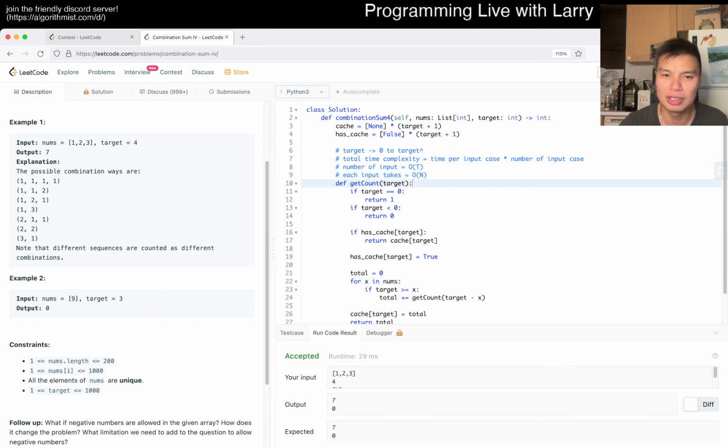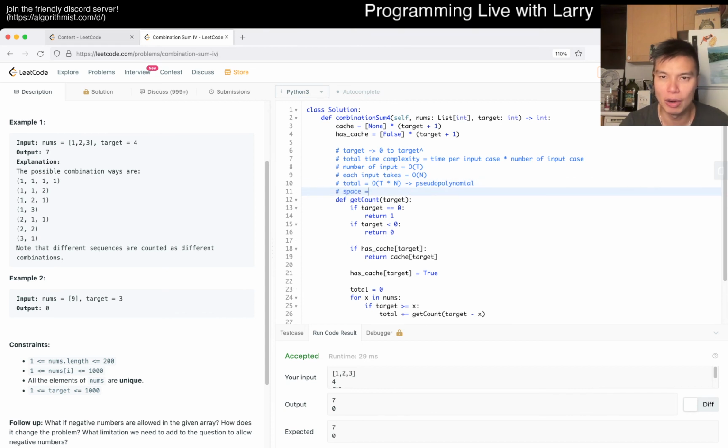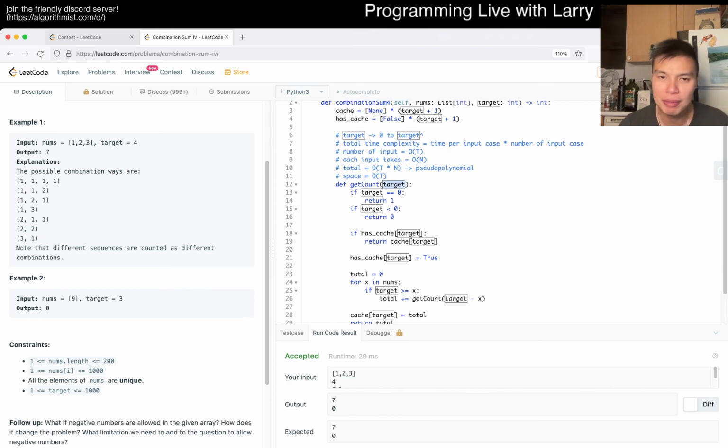So in total, this is going to be O of t times n, or target times n, and this is pseudo-polynomial as a result. In terms of space, this is going to be O of t. This is O of one space per input. So yeah, that's pretty much all I have for this one.